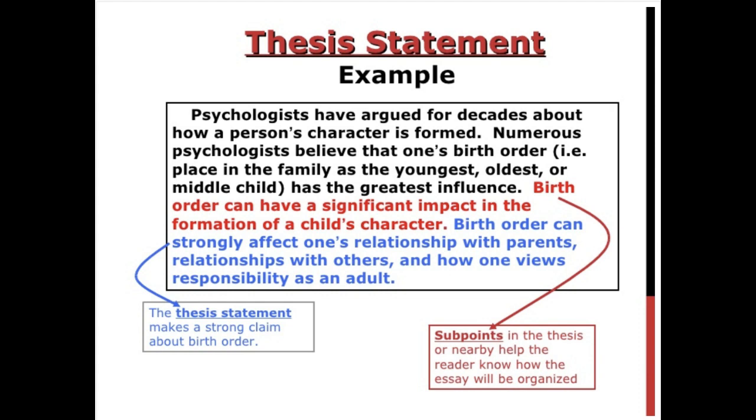So I'm assuming that their three body paragraphs are going to be one about relationships with parents, one about relationships with others, and then finally how one views responsibility as an adult. So it gives you a good general overview of how the rest of the essay is going to look. And yeah, it's a very well written thesis.